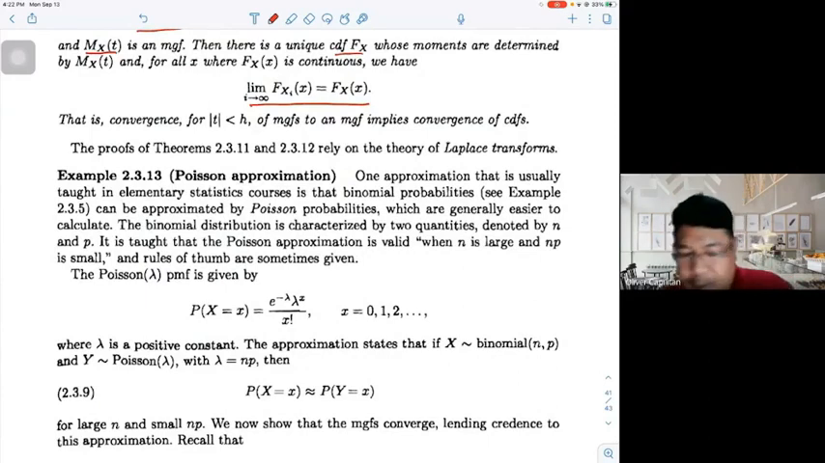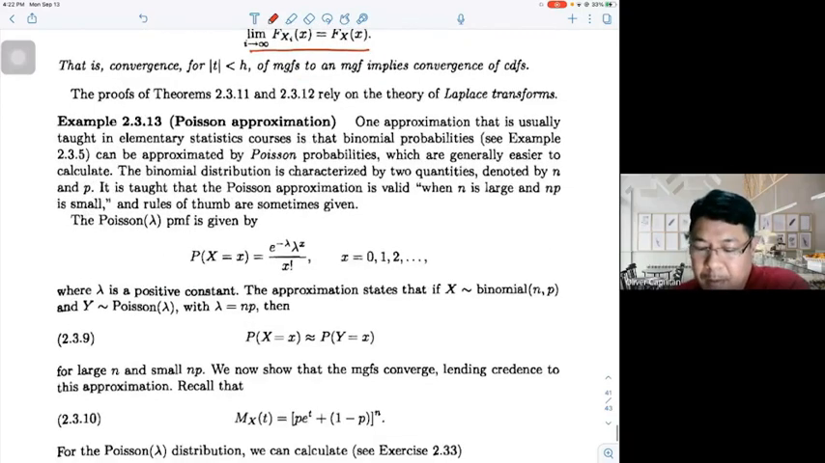Let's have this Poisson approximation. One approximation that is usually taught in elementary statistics courses is that binomial probabilities can be approximated by Poisson probabilities. Say the binomial distribution, we know that it is characterized by two parameters, the number of trials, n, and the probability of success, p, while the Poisson distribution is characterized by only one parameter, lambda.